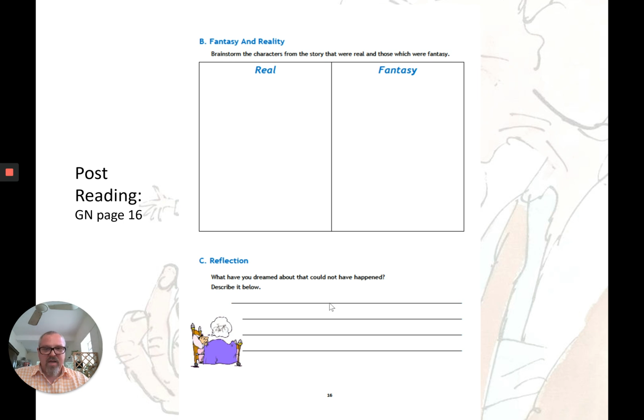On the bottom of page 16, have you ever had a dream about something that could not have happened in real life? Describe it below. It would be great, as I really love dreams. I think dreams are most interesting. So I hope you will think back and try to come up with your most amazing and interesting dreams. And I'd love it if they were actually dreams that you had.